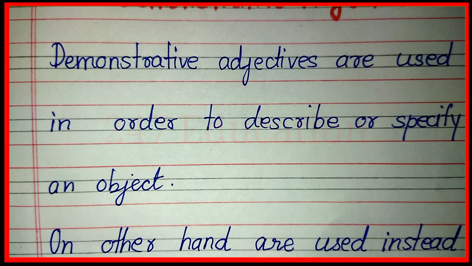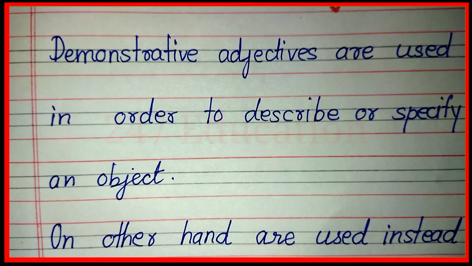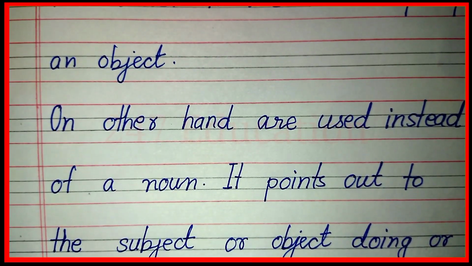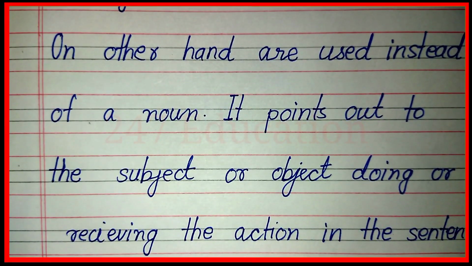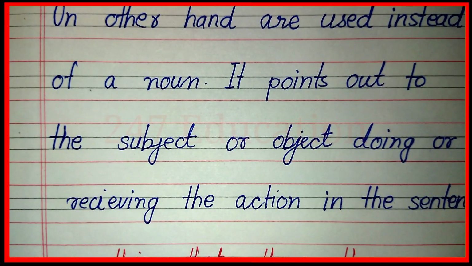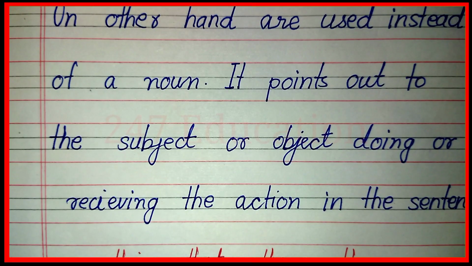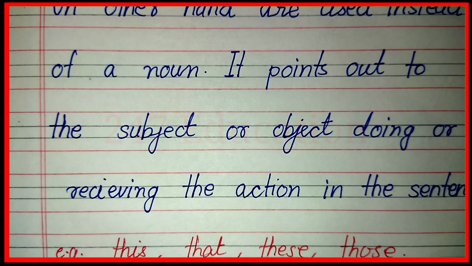Demonstrative adjectives are used in order to describe or specify an object. On the other hand, demonstrative pronouns are used instead of a noun. It points out the subject or object doing or receiving the action in a sentence. For example, this, that, these, those.